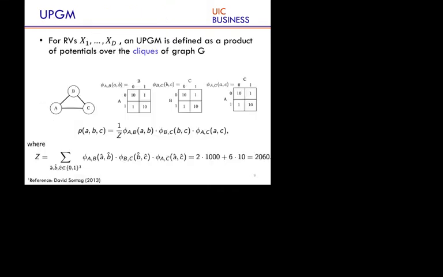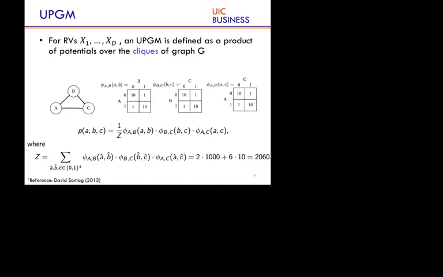So last time we spent some time on undirected probabilistic graphical models. Here you have the random variables, and the undirected probabilistic graphical model is defined as a product of something called potentials over cliques of graph G. So for example, in this graph, one set of cliques are AB, BC, and AC. So you can define what are called potentials. Potentials are just functions.